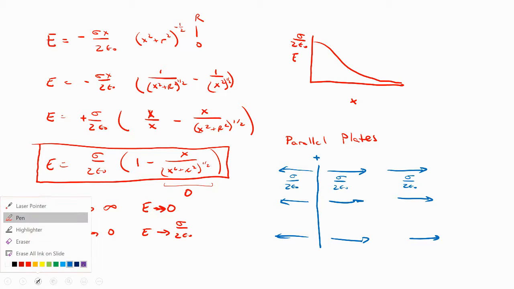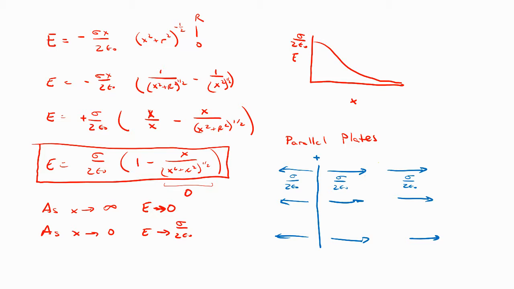Now let's insert a second plate, but this time we'll make it negatively charged. This creates an electric field towards that negative plate. And it should be of the same magnitude, sigma over 2 e naught.